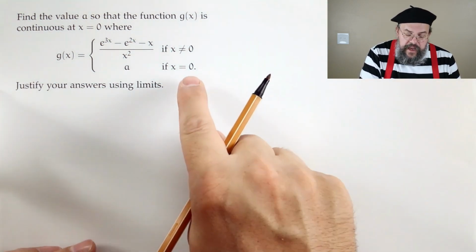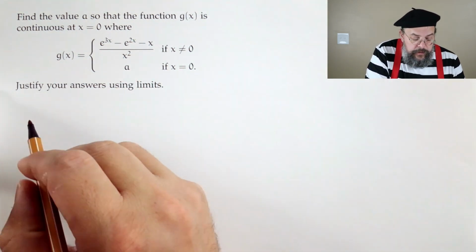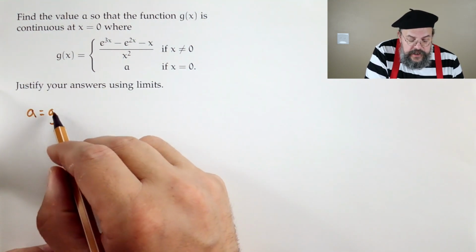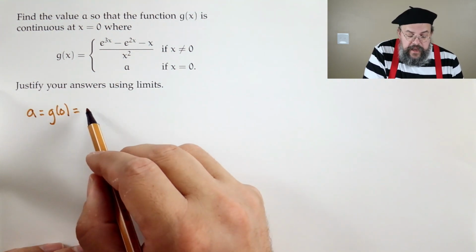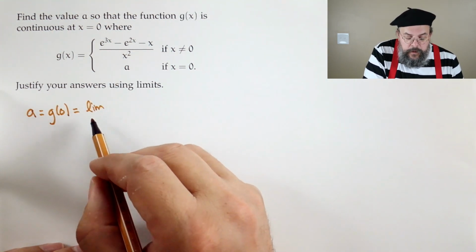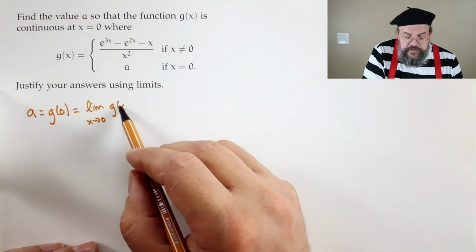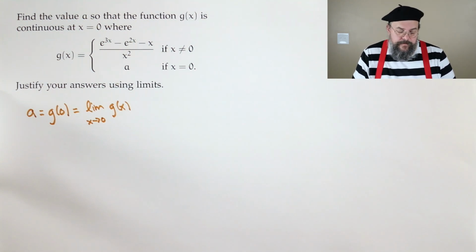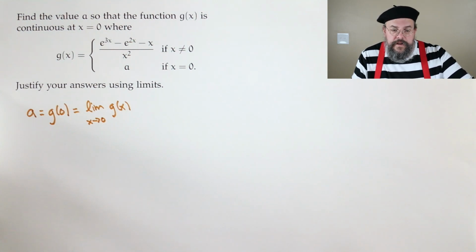So what happens at 0? Well, the answer is we get this value a. So we have that a is the value of the function at 0. In order to be continuous, the value of the function at 0 has to match what we think the value of the function should be at 0. So the limit as x goes to 0 of g of x. All right, so far so good. Well, now what? Okay, well, what's the limit?